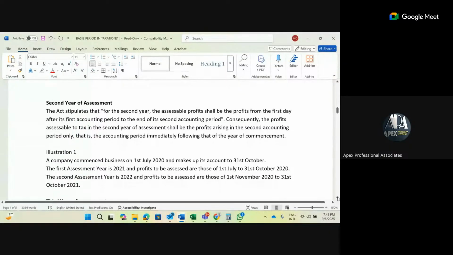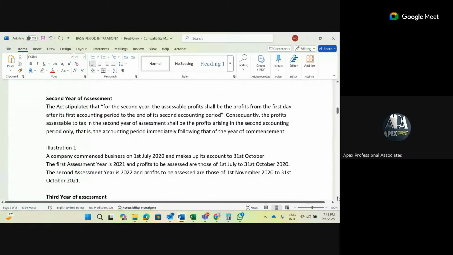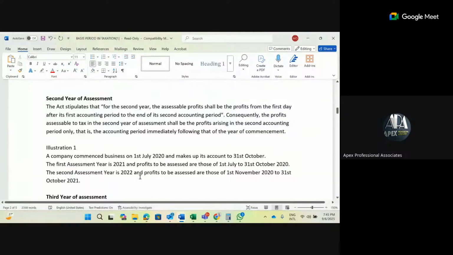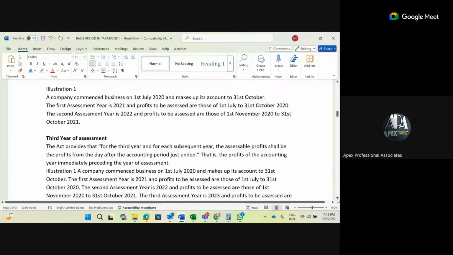The second year is straightforward. We have already done analysis of the second year. We said that the second year is going to be the date immediately after the end of his first accounting year end. The date immediately after 31st of October 2020 is going to be 1st of November 2020 to 31st of October 2021. Straightforward.